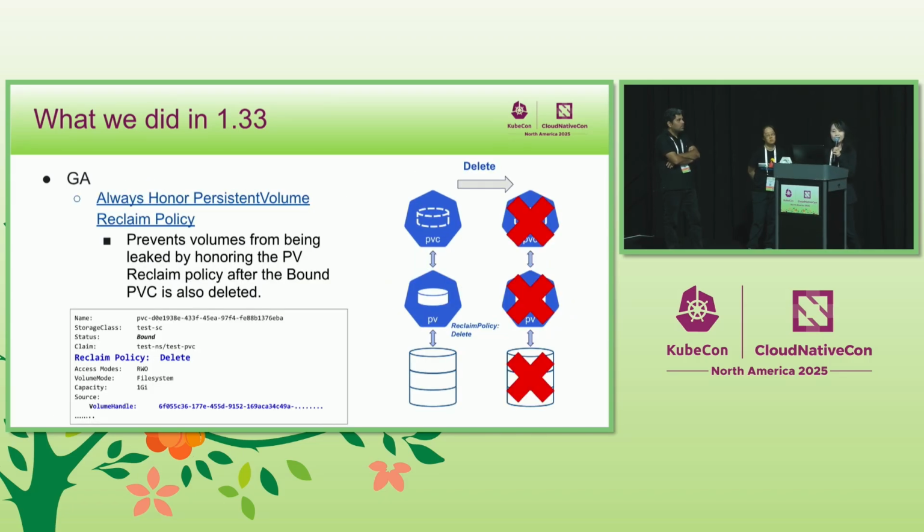Always owner PV reclaim policy also moved to GA in 1.33 release. Without this feature, the PV reclaim policy is ignored sometimes, depending on whether you try to delete PVC first or try to delete PV first, leaving storage resources behind. That's why we introduced this feature to prevent volumes from being leaked by always honoring the PV reclaim policy. This feature is now GA. It is ready to be used in production.